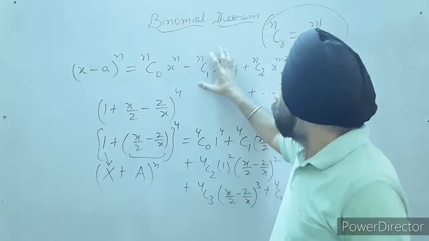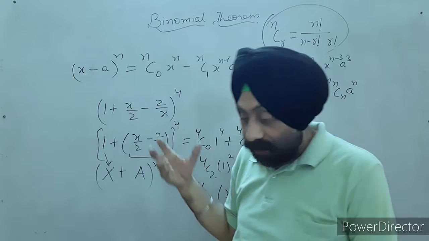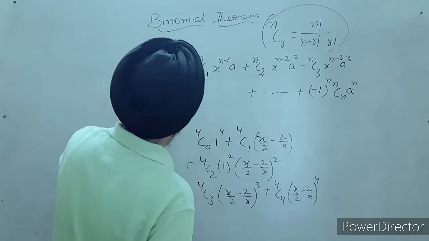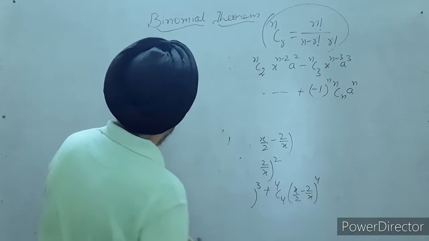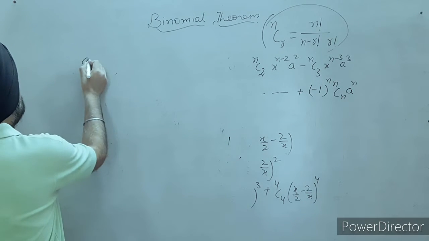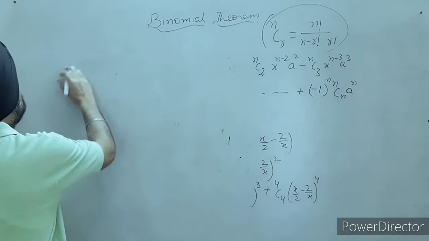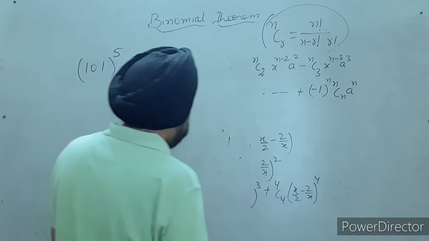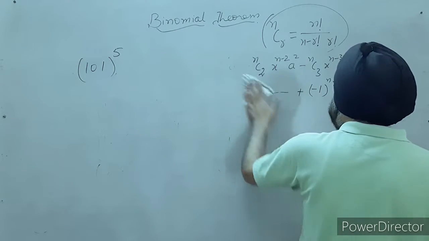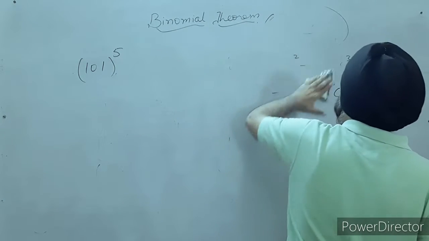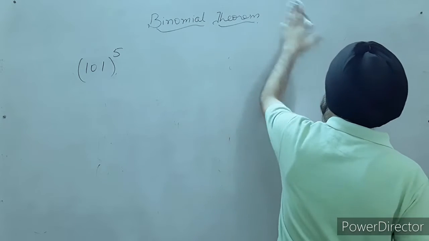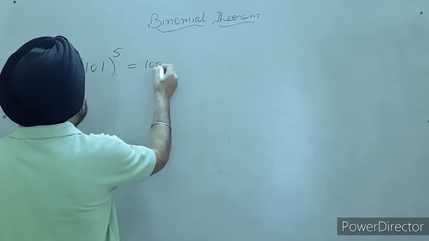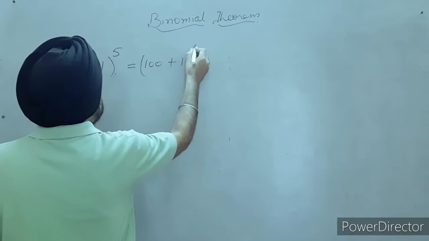Okay? Now we will do one more question on this. Now we can calculate, say, 101 raised to power 5 using binomial expansion. We can write 101 as 100 plus 1 raised to power 5.